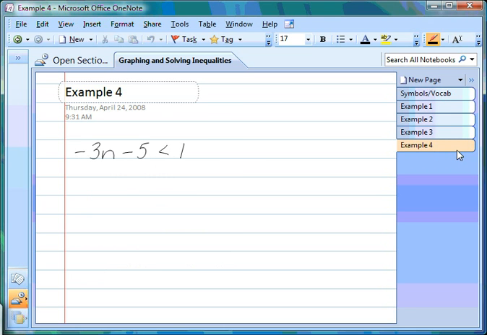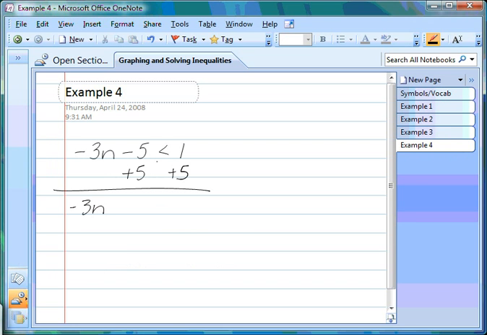Okay, this is our last example. Examples number 3 and 4 actually come from section 9 in the book where we're doing inequalities. Our last example shows us a two-step inequality. We have to add 5 to both sides. Going from left to right, we have negative 3n. Our 5's cancel out. We bring down our less than sign, and we get 6 on the right side.